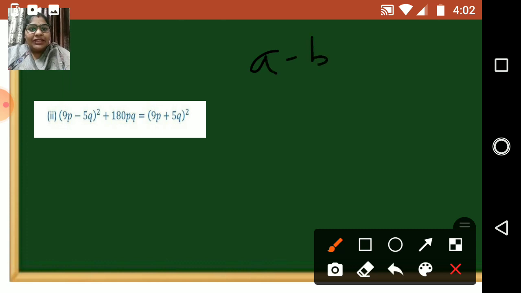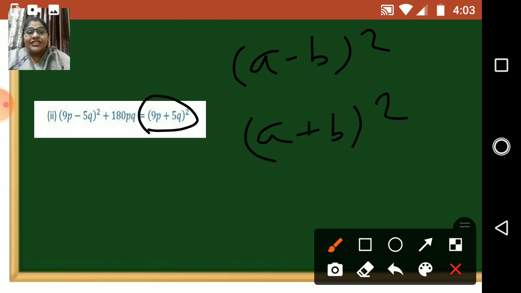Here you can see the second one, it is 9p minus 5q whole square plus 180pq is equal to 9p plus 5q whole square. Now here, children, 9p minus 5q whole square is in the form of a minus b whole square, and the right hand side is in the form of a plus b whole square. Using these identities, we will first solve the left hand side, then the right hand side, and we will check whether both the sides are equal. If they are equal, we will say hence proved. So let us begin with the solution.